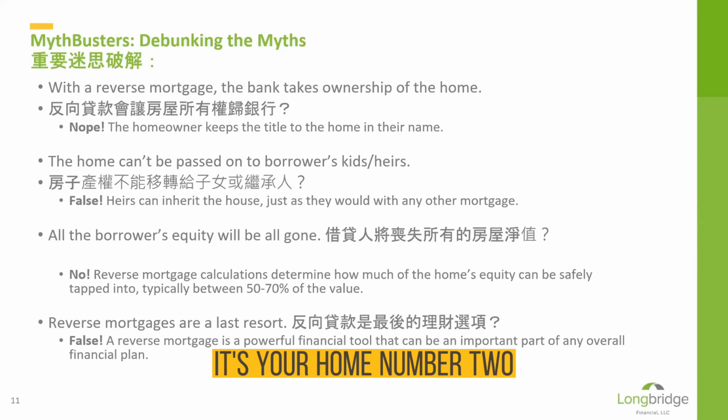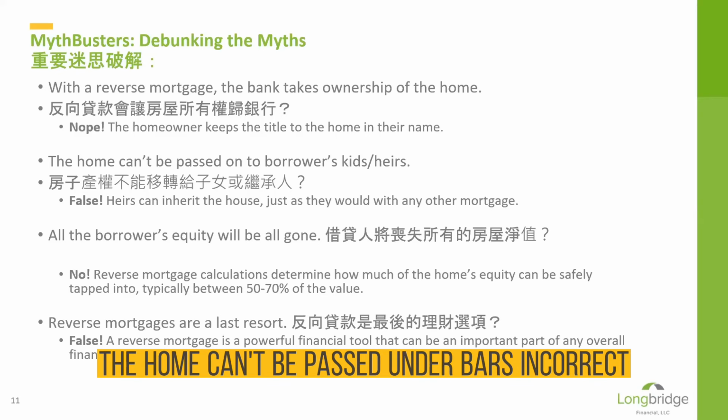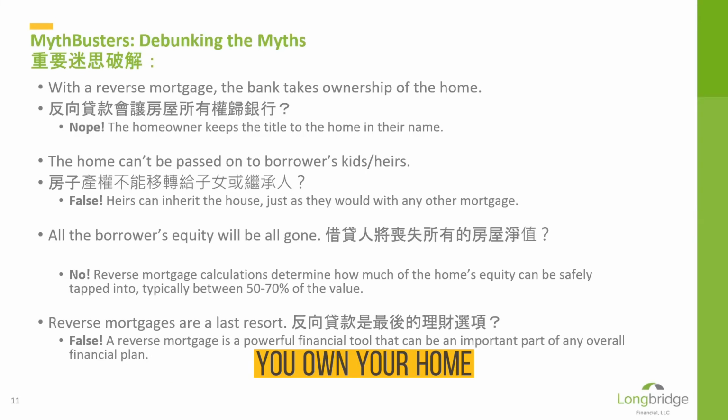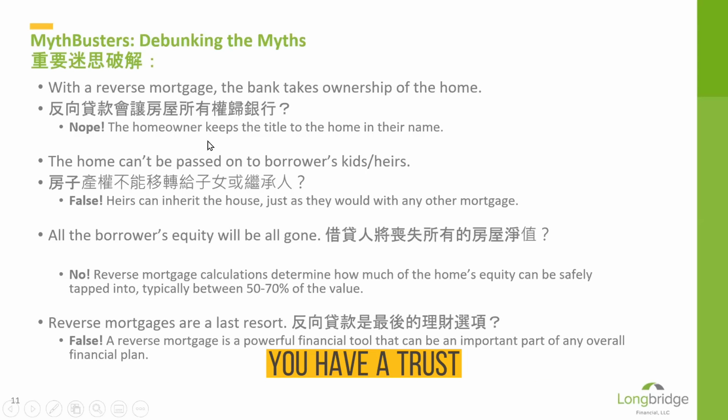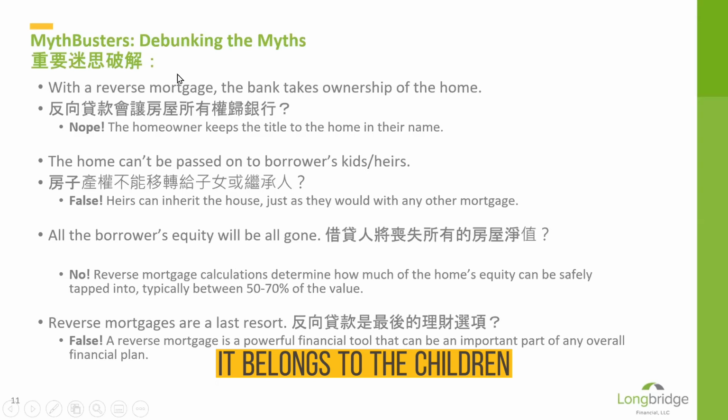It's your home. Number two, misconception: the home can't be passed on to borrowers' heirs. Incorrect. You own your home. You still own your home. You can give it away to your children. You have a trust. God takes you home. The kids take the home. It belongs to the children.